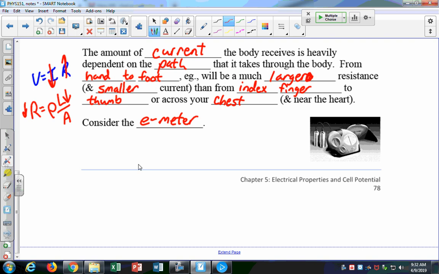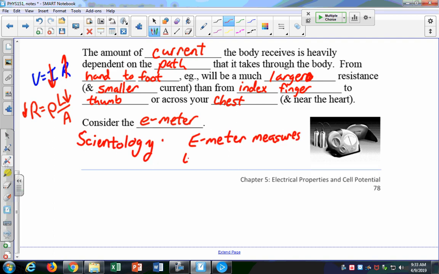But they use this E-meter. Here's a picture, and I'll show you a video here in just a second. Basically, this is from Scientology. The E-meter measures the resistance of the body. And they use it to look for things like deceit, like they're lying to them. They use it sort of like a lie detector. You hold these paddles in your hand, these metal cans, and if you're telling a lie, it'll show up on the E-meter. The resistance of your body will change.